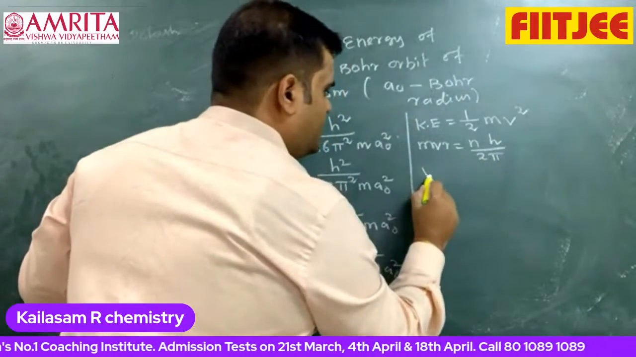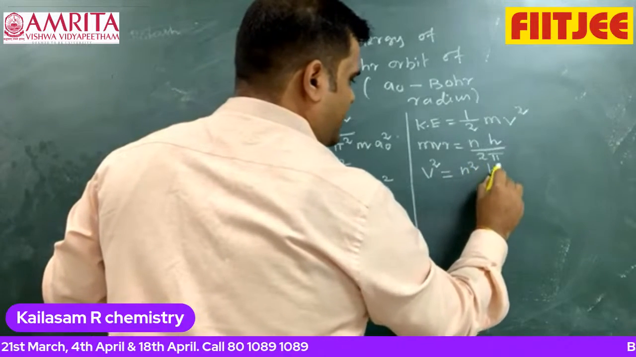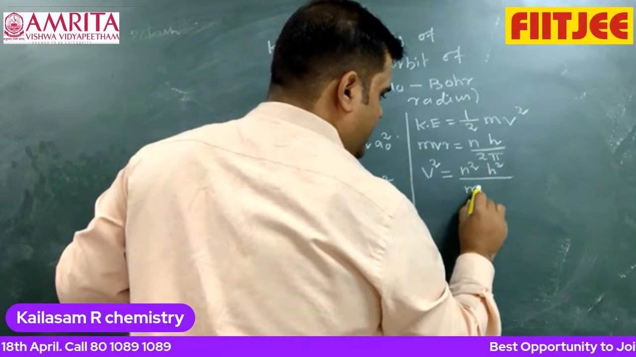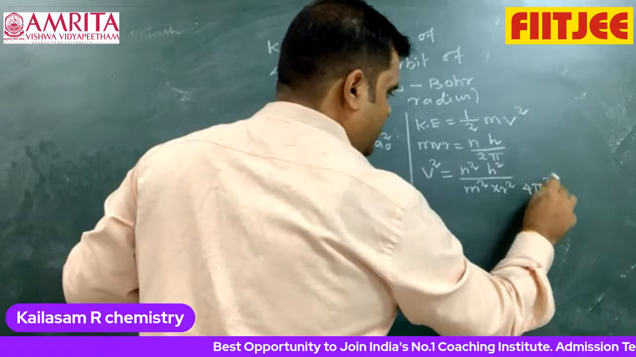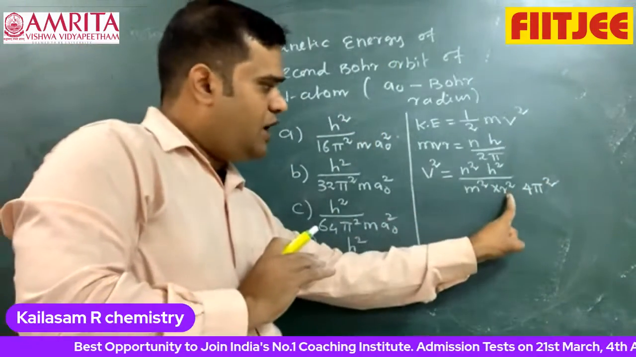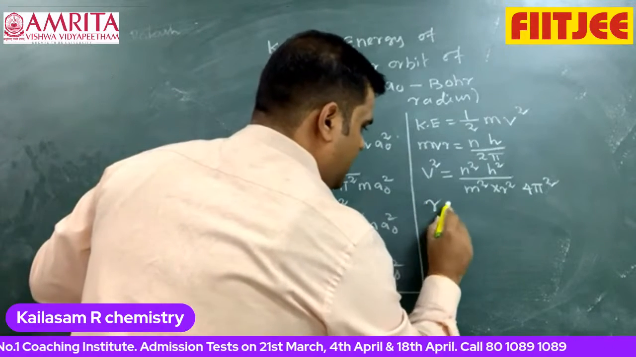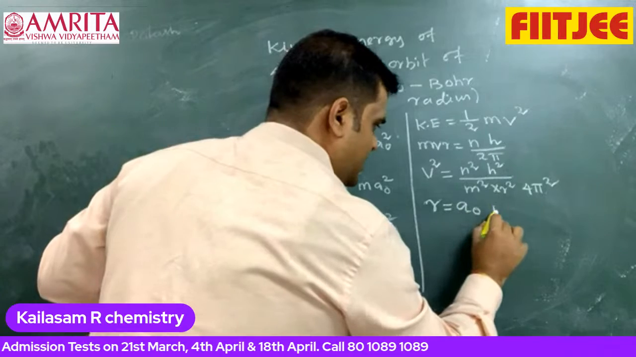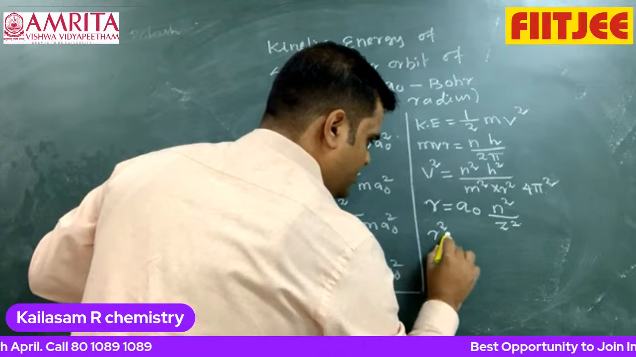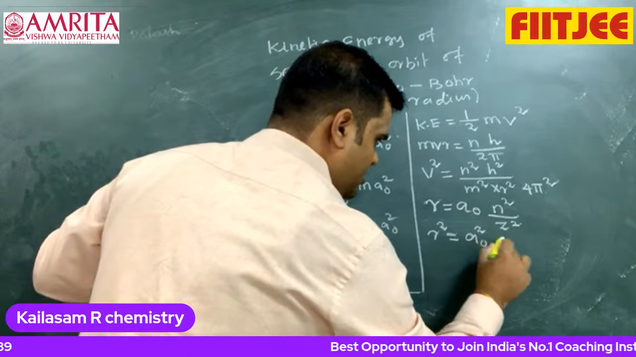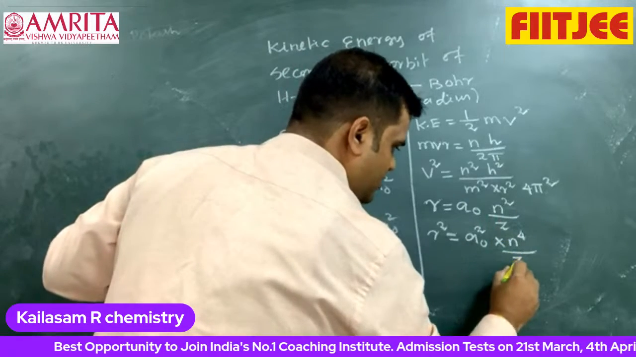Now what is v square? V squared is nothing but m squared h squared by m squared into r squared into 4 pi squared. This is v squared. Fine. And what is r squared? Very simple. We can take r as a naught n squared by z squared. r squared which is equal to a naught squared into n power 4 by z square.